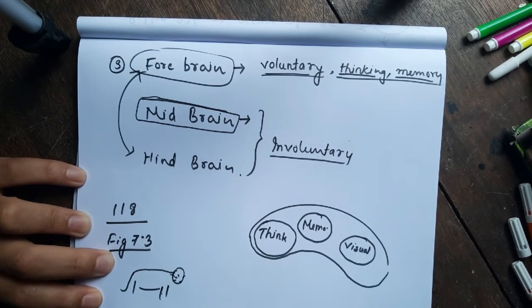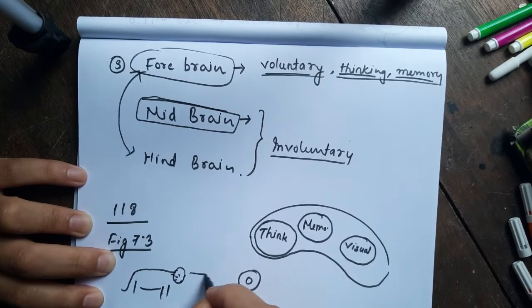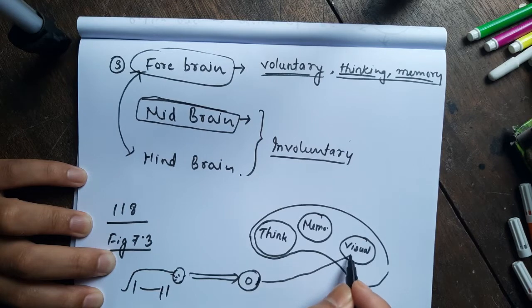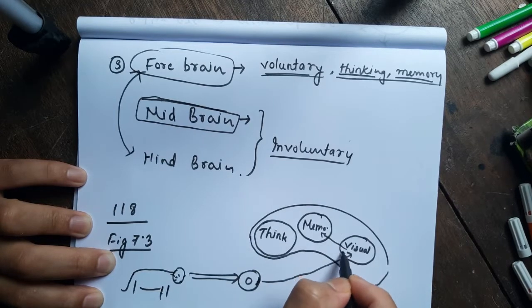So what will happen is your eyes will detect the signal, sorry, light. As a result, the retina in the eye will convert the light signal into some chemicals. And those chemicals will be picked up by the nerves. Those nerves will send an electrical signal to the visual part.